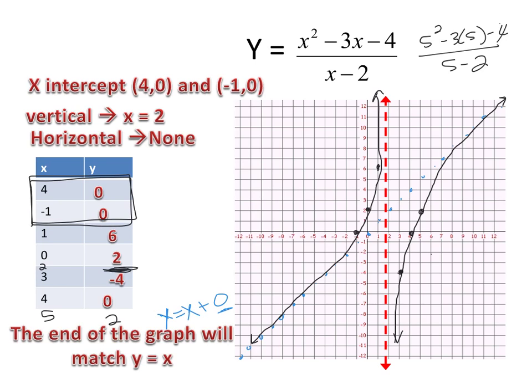So now we have the domain and range. X is an element of all reals, except x cannot be 2 because that's where our vertical asymptote is. Y is an element of all reals, and there is no horizontal asymptote, so we just leave it like that.